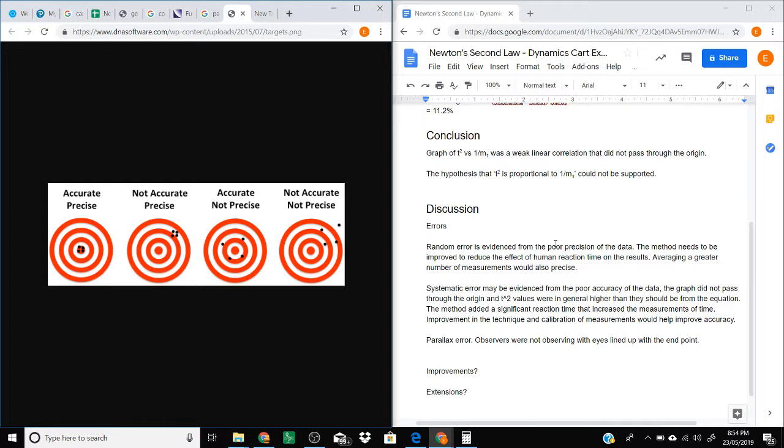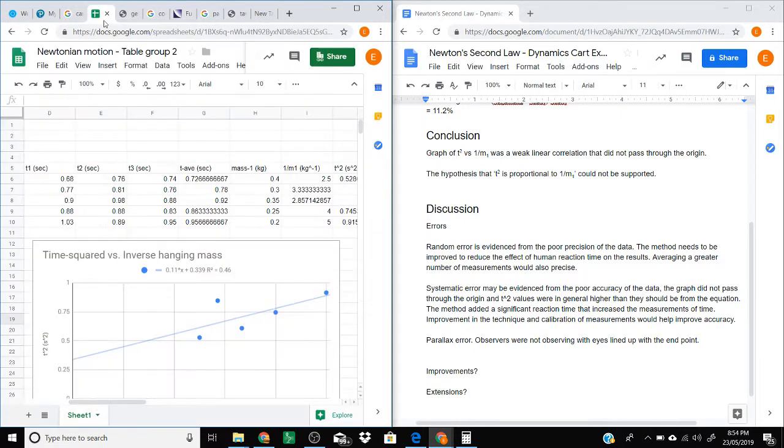Now we're going to break up our errors. The method needs to be improved to reduce the effect of human reaction time. Yeah, so basically your values were not consistent. You can see it in the data as well. There's a lot of jumping around. The repeating and averaging does help that a bit. So, for example, 0.68, 0.76, 0.74. That one seems like an outlier.